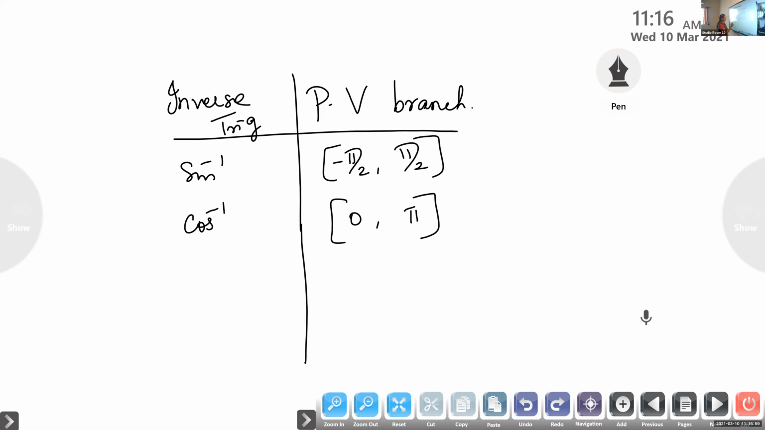Now look here, tan inverse. Tan is sine by cos. So here, it is the open interval minus pi by 2 to plus pi by 2.